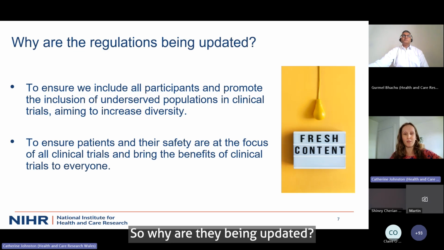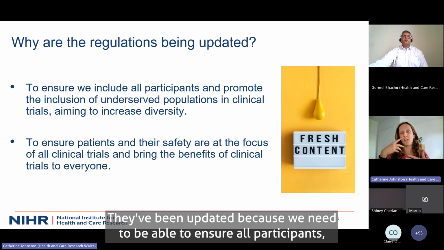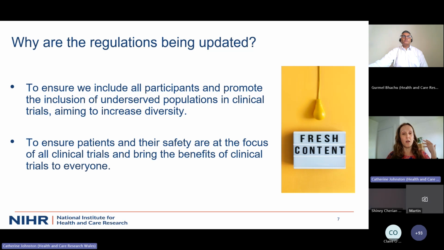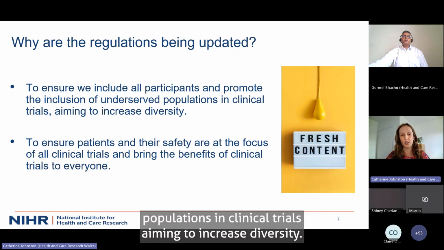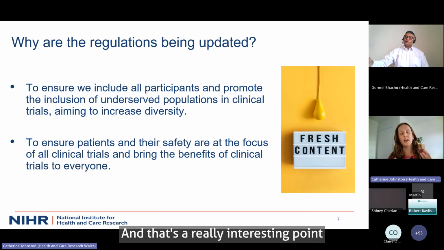So why are they being updated? They've been updated because we need to ensure that we include all participants, and we promote the inclusion of underserved populations in clinical trials, aiming to increase diversity. And that's a really interesting point.